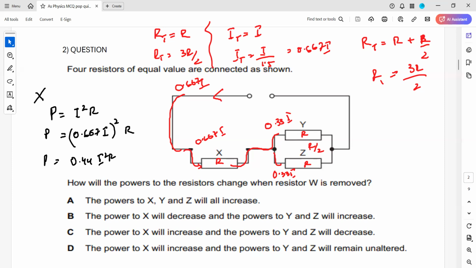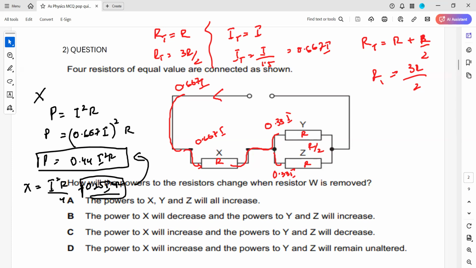And what was the power when we calculated X initially? If you remember, it was I square R by 4, which is also 0.25 I square R. So when you compare the power now with the original power, what happened to the power of X? Initially it was 0.25 I square R, but now it is 0.44. So the power of X has increased.